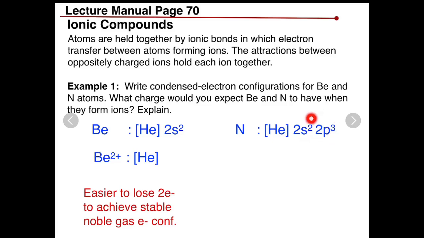Therefore, in this case, it's harder to remove 5 of them, right? It's easier to remove just 2. To remove 5 is a lot harder, but to accept 2 is easier. So accepting 3 is easier. Why do we have to accept 3?